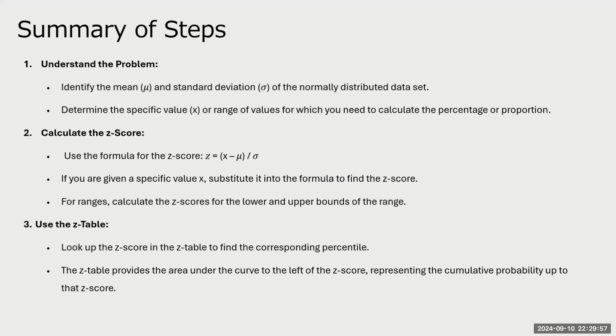If I'm given a specific value of x, I'm going to substitute it into that formula to find the z-score. For ranges, I'm going to calculate the lower and the upper bounds of that range. I'm going to use my z-table to find the corresponding percentage or percentile, and it will provide the area of the curve to the left. So any number I look up in that chart is going to give me the area to the left of that number or z-score.